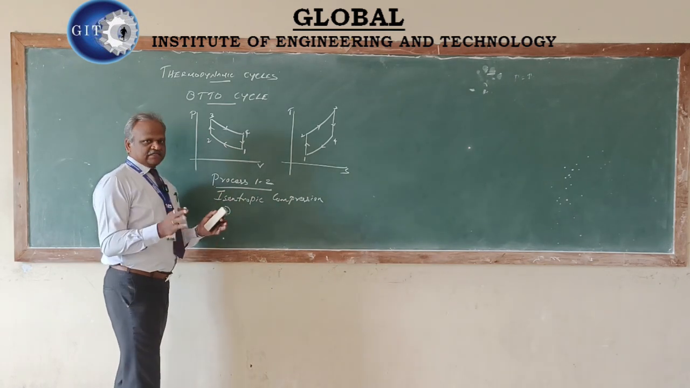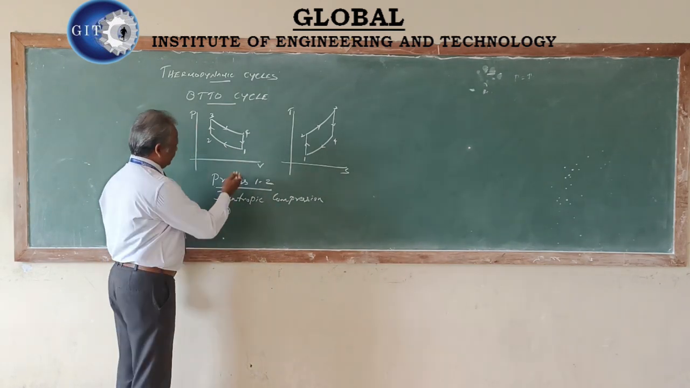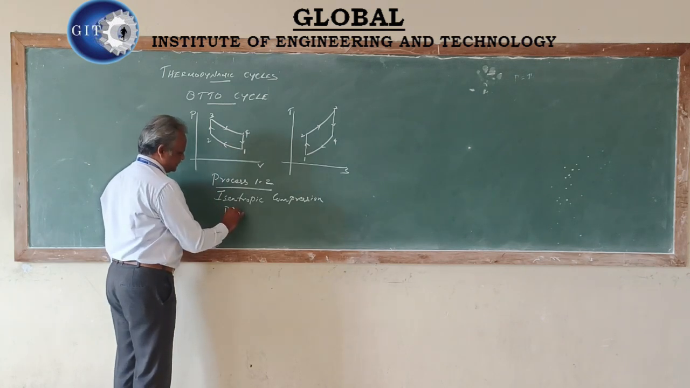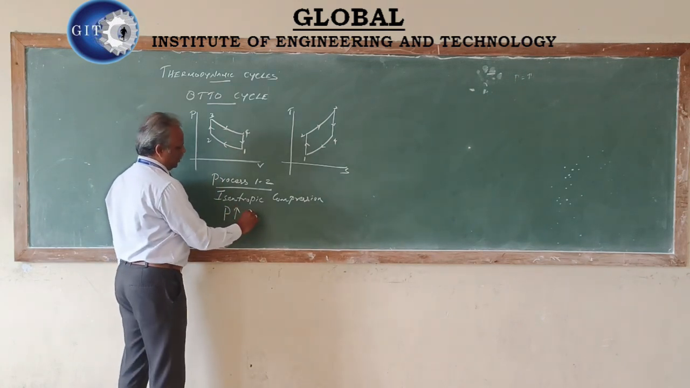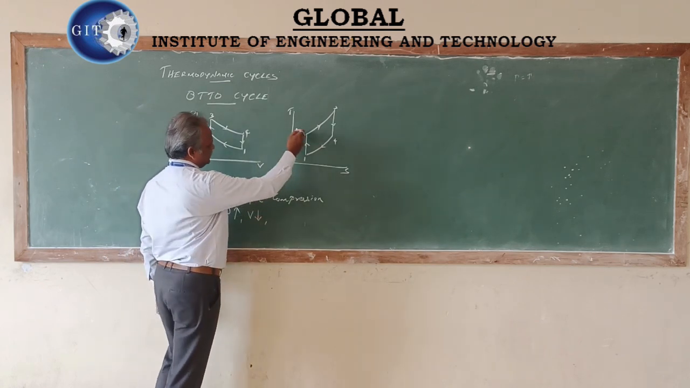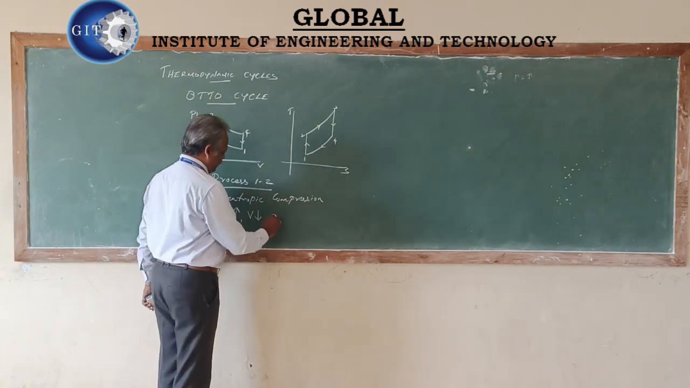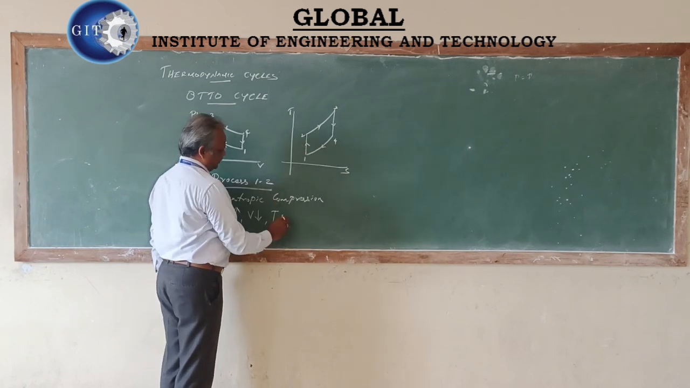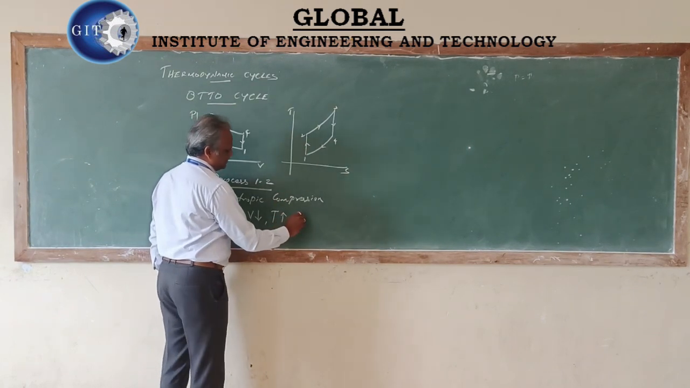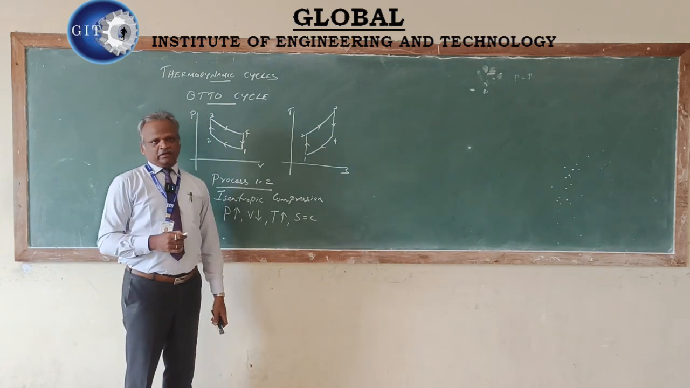So what are the characteristic changes happening during the process 1 to 2? From 1 to 2, the pressure is increased and the volume is decreased. In the temperature versus entropy diagram, the temperature from process 1 to 2 is increased, whereas the entropy remains the same. It is an isentropic process, right?